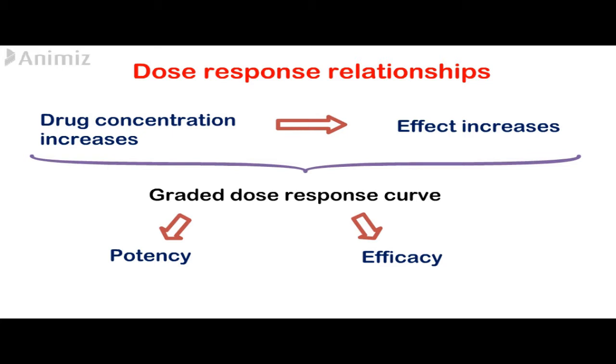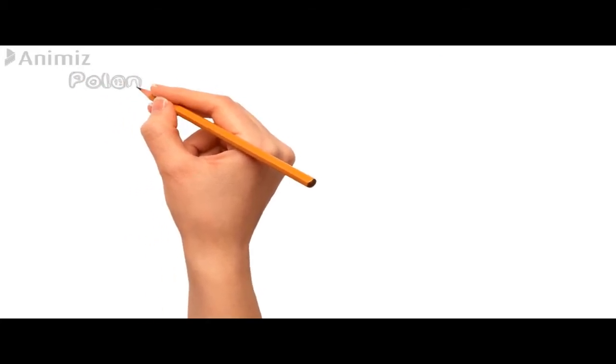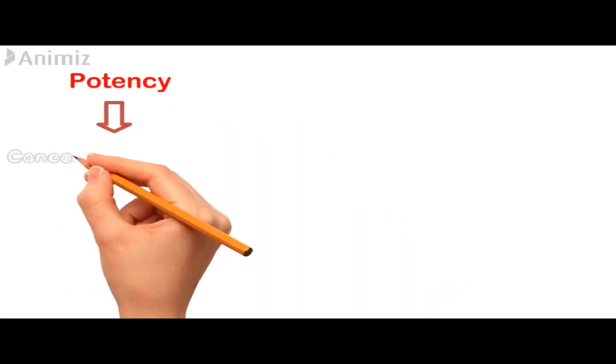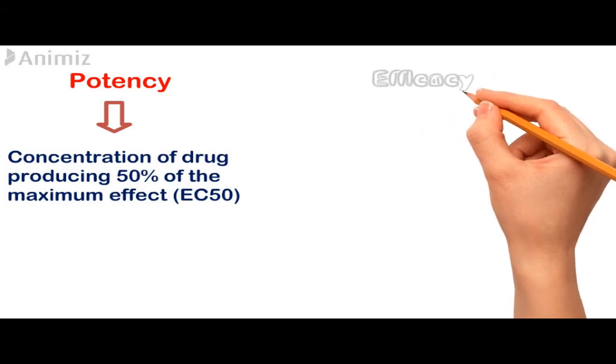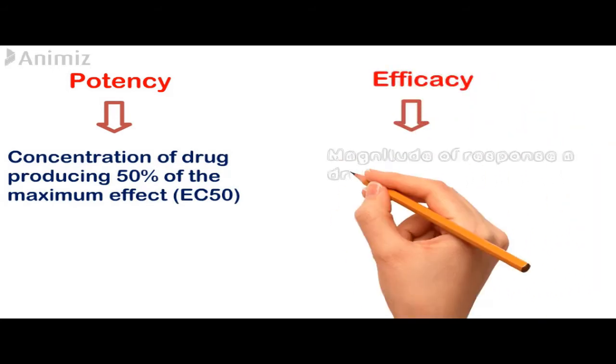So potency can be defined as the concentration of the drug that produces 50% of the maximal effect. And the parameter that is used to determine this potency is called EC50.